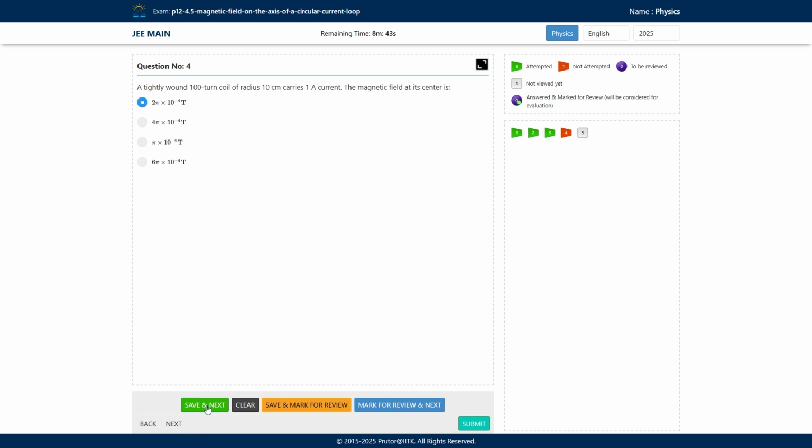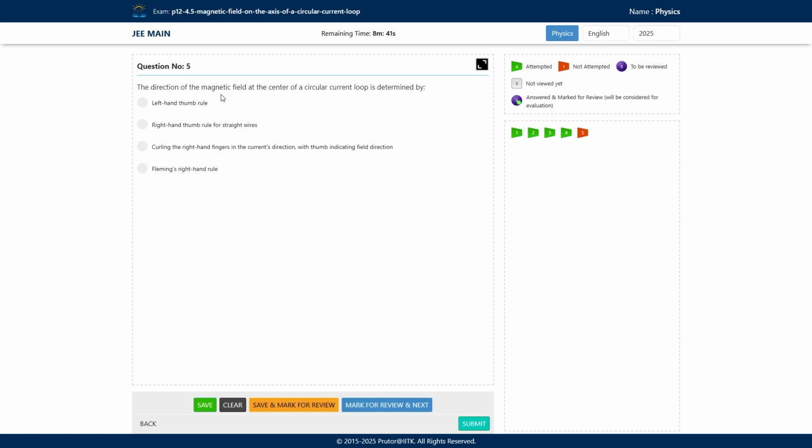You can solve it. The direction of the magnetic field at the center of the circular current loop is determined by. So what rule is being used for the direction of magnetic field at the center of the circular current loop? Left hand thumb rule, right hand thumb rule, curling the right hand fingers with the thumb indicating the field direction, or Fleming's right hand rule. So this one.